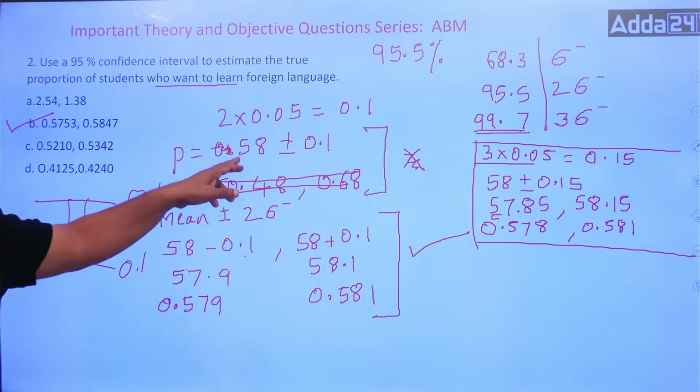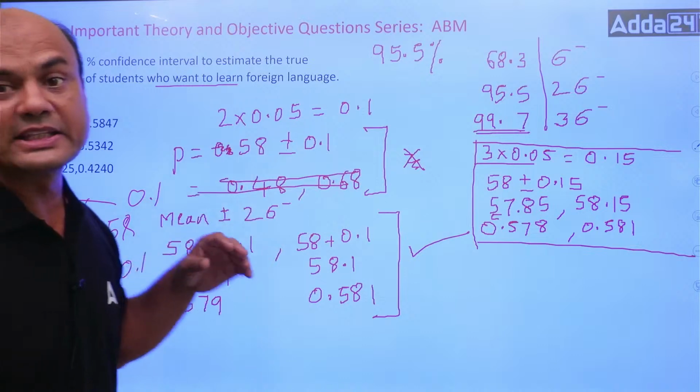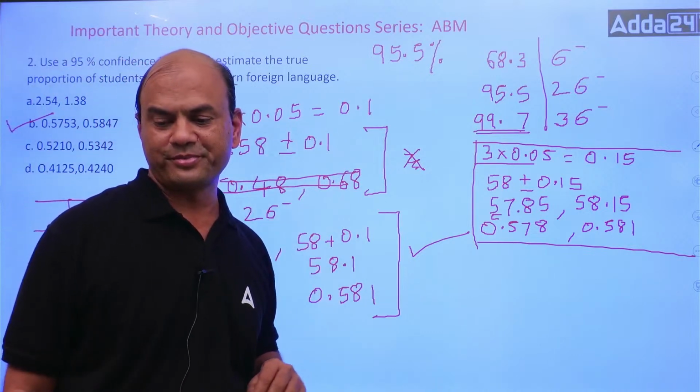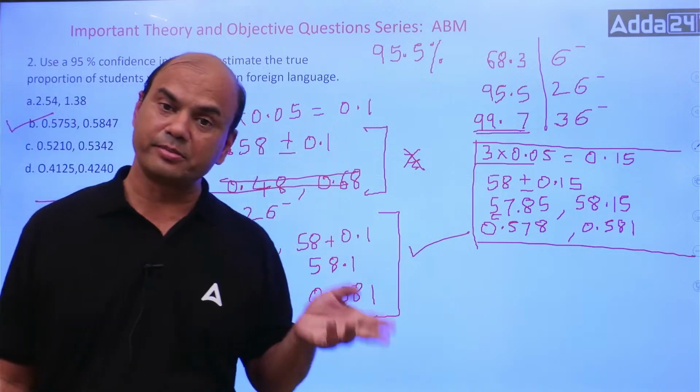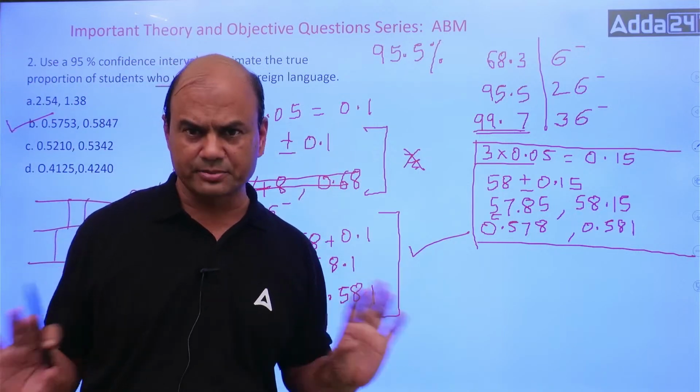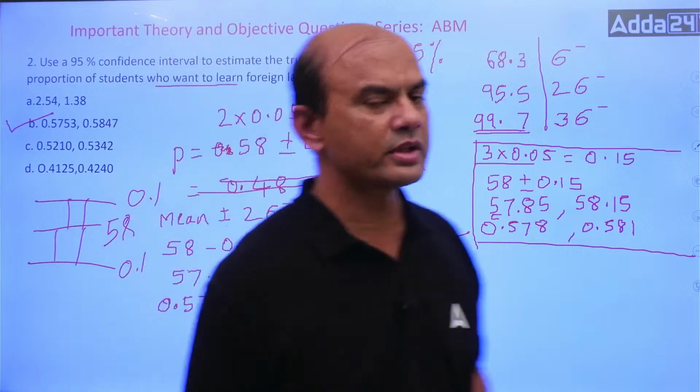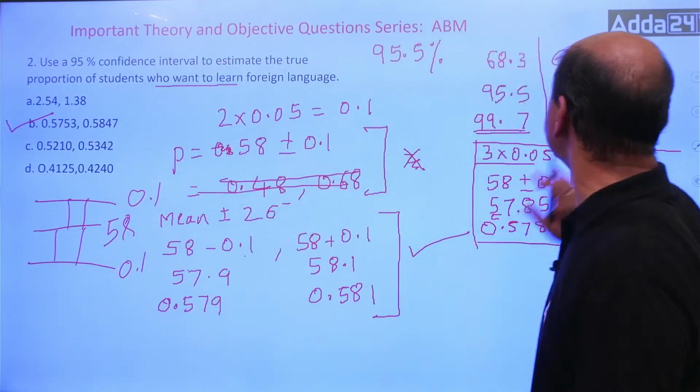0.58 means 58.05 and 57.95. 58.05 and 57.95, maximum and minimum. Got it? Clear? Simple. Let's move on to the next one. Another one.